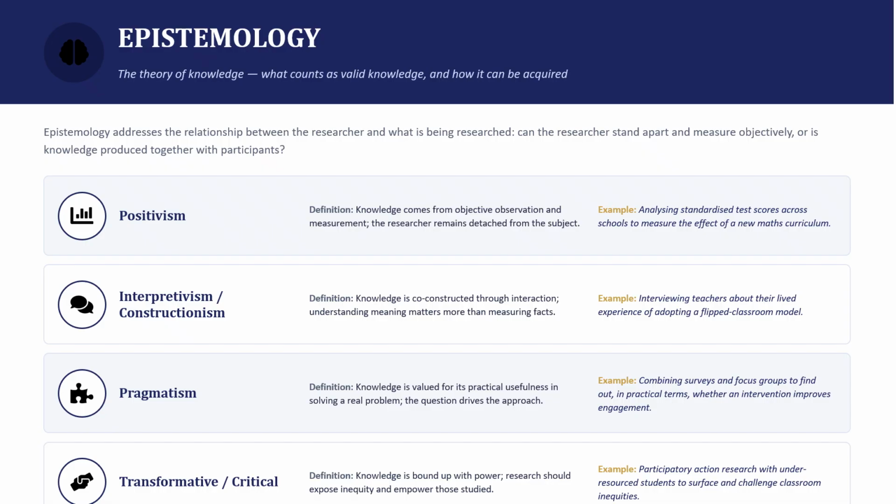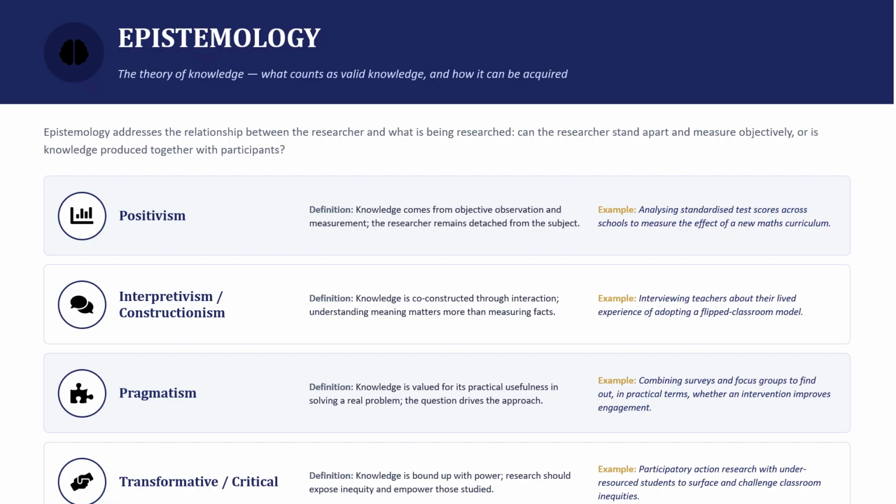Here, the example is interviewing teachers about their lived experiences of adopting a flipped classroom model. There you can see the researcher interprets. When the researcher collects data, the interpretation is done by the researcher. So this is called interpretivism or constructivism. It's the researcher who constructs the knowledge there. But it doesn't mean that the researcher is going to construct the knowledge in a haphazard way. It must be done according to the data gathered.